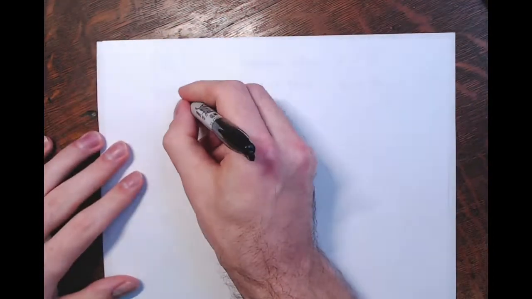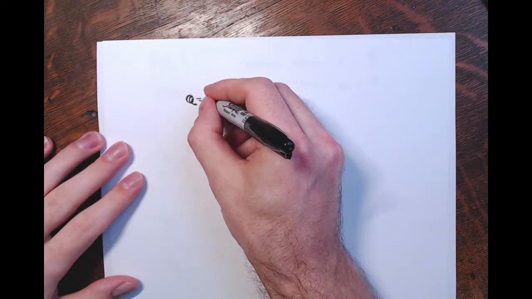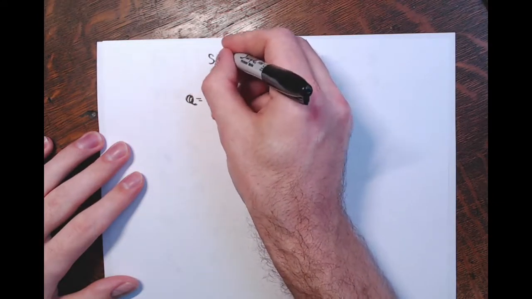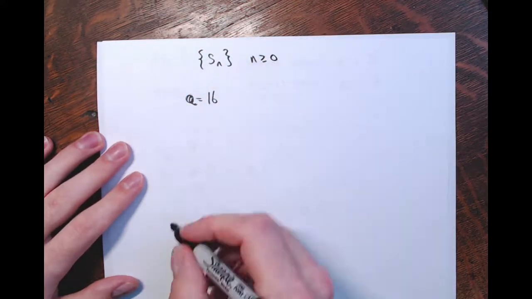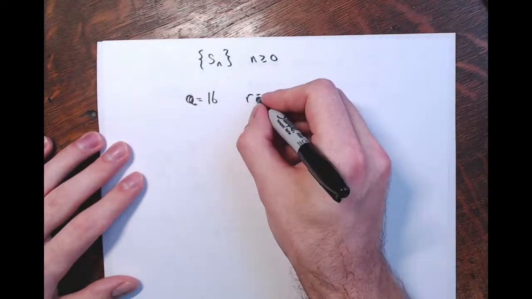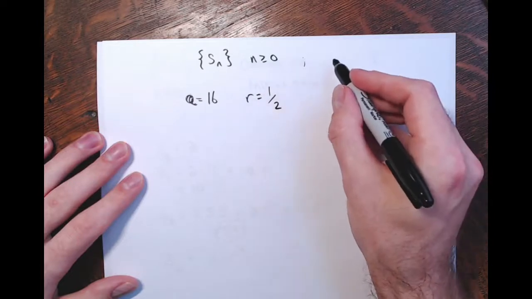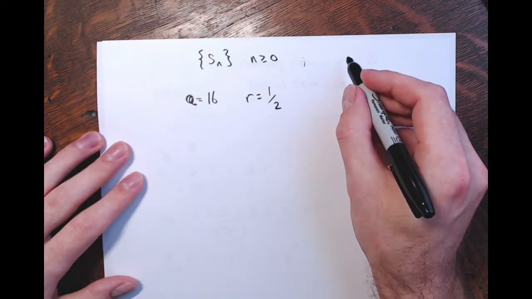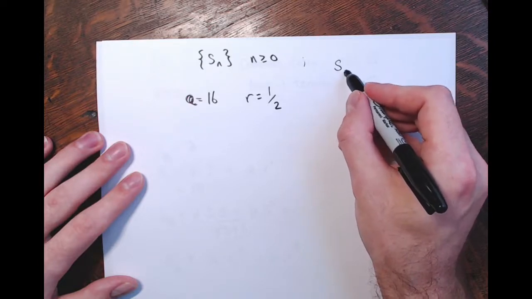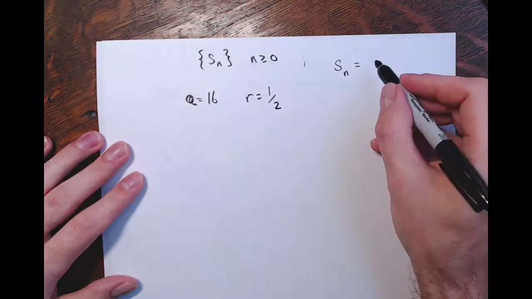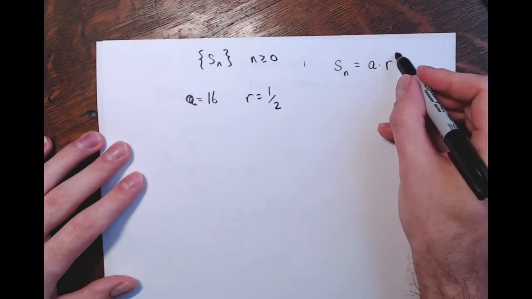So the initial term, again, is a, is 16. We're looking at a geometric sequence called s sub n starting at 0. Common ratio is a half. And again, if your initial index is starting at 0 and it's a geometric sequence, the formula for the nth term or the kth term, whatever term, is just the initial term times the common ratio to that power.